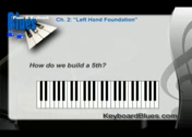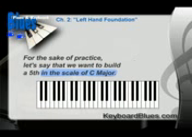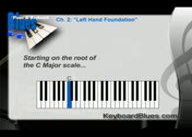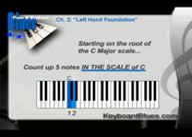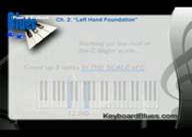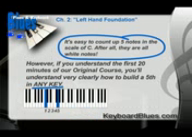How do we build a fifth? For the sake of practice, let's say we want to build a fifth in the scale of C major. Starting on the root of the C major scale, count up 5 notes in the scale of C. It's easy to count up 5 notes in the scale of C. After all, they're all white notes. However, if you understand the first 20 minutes of our original course titled Pattern Piano, you'll understand very clearly how to build a fifth in any key or scale.